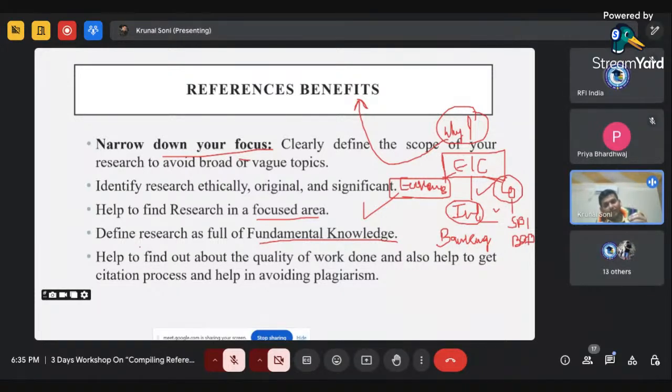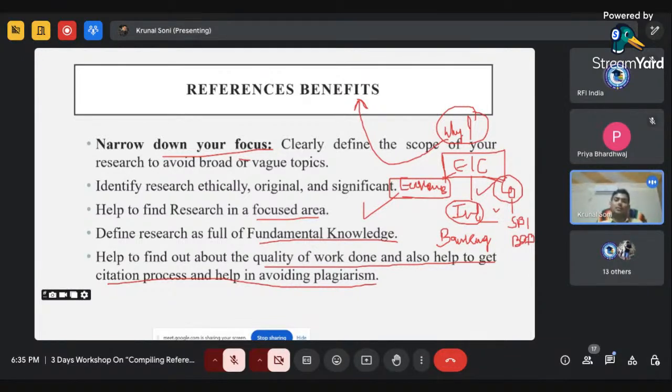That is where we also have references and bibliography. It also helps to find out the quality of work done, helps in the citation process, and helps in avoiding plagiarism, right? So references also help prove that you are correct, you have not copy-pasted, you are not stealing any ideas. Research is not saying that you cannot pick up any one idea.